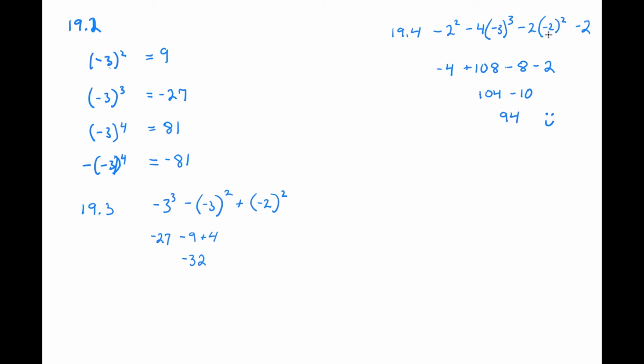Now we have negative 2 squared. That's going to be positive 4 times negative 2. That's negative 8. And then we bring down the negative 2. So I combined the first two terms and got 104. Combine the second two terms and got a negative 10. 104 minus 10 is 94. And that is our answer.